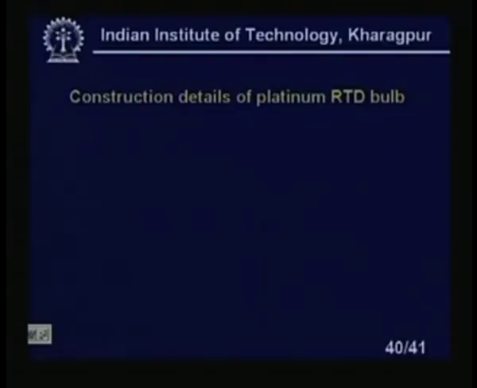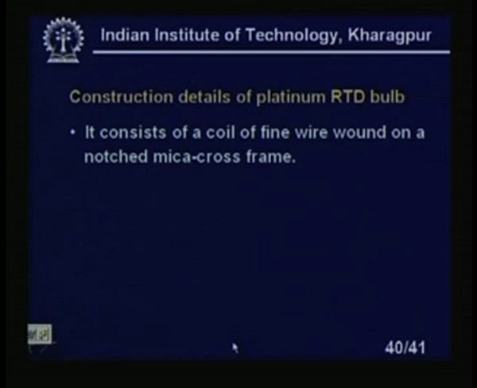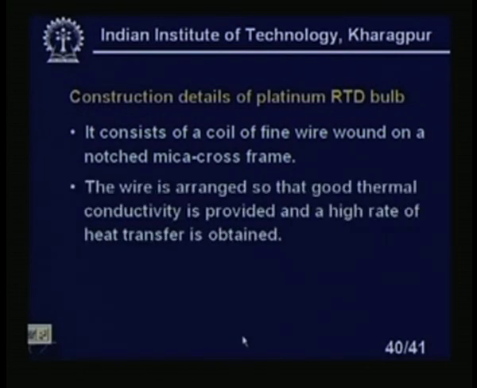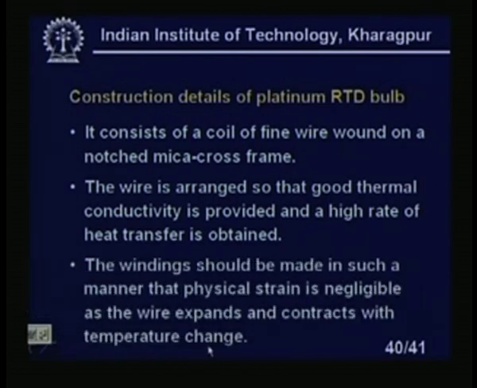Now, construction details of the platinum RTD bulb, you see here the construction details. It consists of a coil of fine wire wound on a notched mica cross frame. Okay, we will show that. The wire is arranged so that good thermal conductivity is provided and a high rate of heat transfer is obtained. This is another thing that is necessary, and the winding should be made in such a manner that the physical strain is negligible as the wire expands and contracts with the temperature changes.